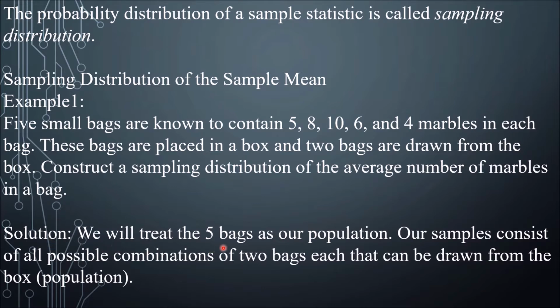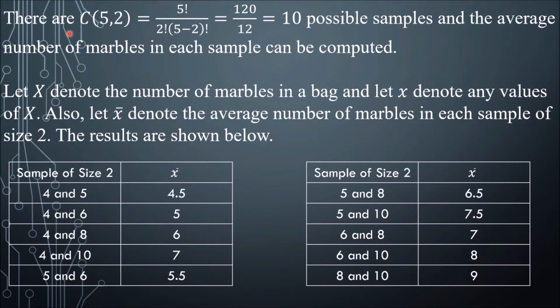Solution: we will treat the 5 bags as our population. Our samples consist of all possible combinations of 2 bags each that can be drawn from the box. That is what we call the population. So the 5 bags are the population. Now there are combinations of 5 taken 2, or 5 factorial divided by 2 factorial times 5 minus 2 factorial, which is equal to 120 over 12, which is equal to 10 possible samples, and the average number of marbles in each sample can be computed.